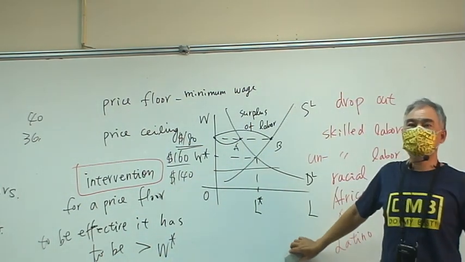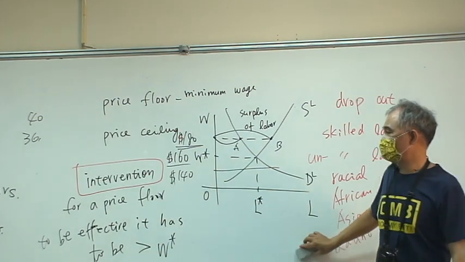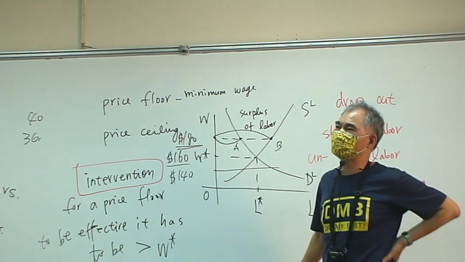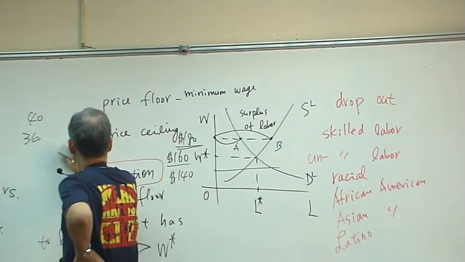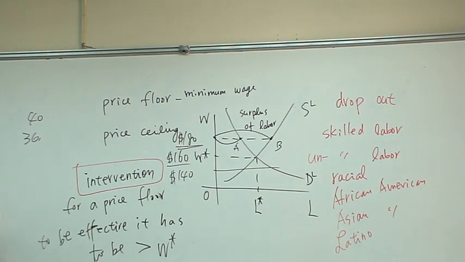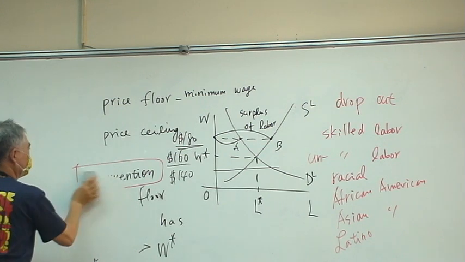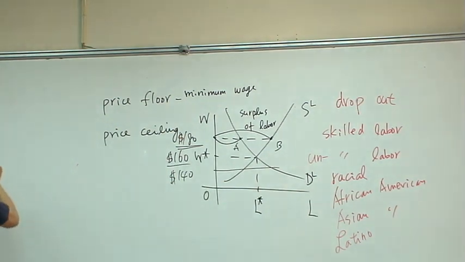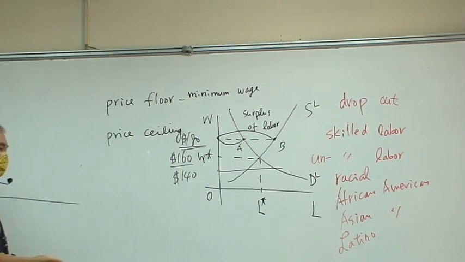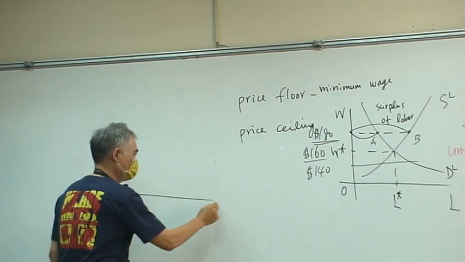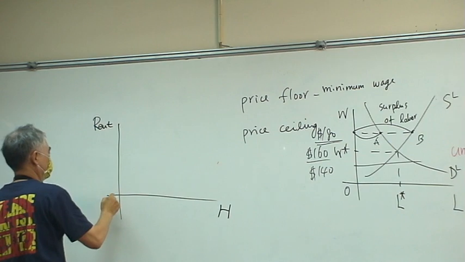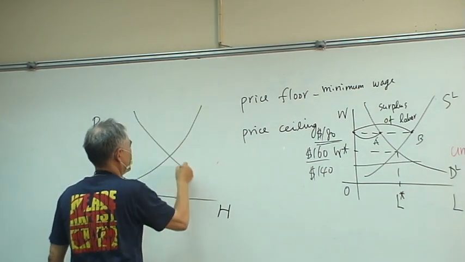Price ceiling seldom happens in Taiwan, but it very often happens in the US and also France and Great Britain. I'm not quite sure. Anyway, the example for that is rent control. So for rent control, we use housing. And here will be rent. Supply and demand.